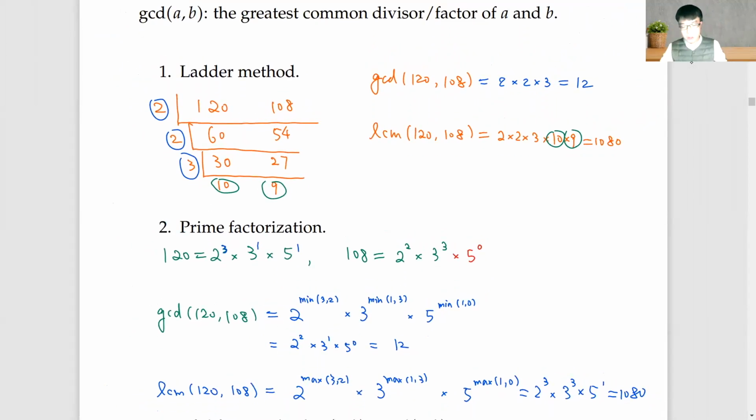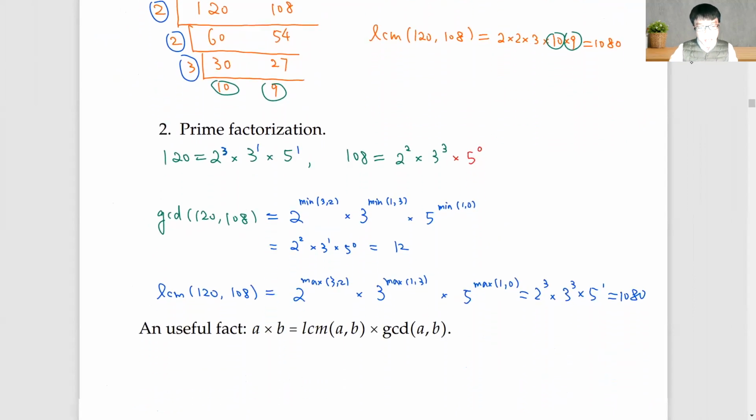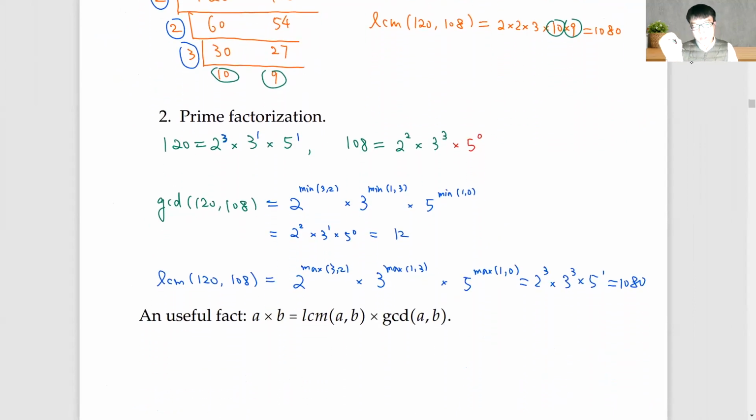We compare the exponents. And there's a very interesting fact: if you multiply LCM and GCD, that corresponds to the product of A and B. Actually, it's not hard to understand, because if you multiply 2 numbers, you add their exponents, right? And one is the smaller number, one is the larger number, and together that's equivalent to adding the minimum and the maximum. So this is a useful fact.